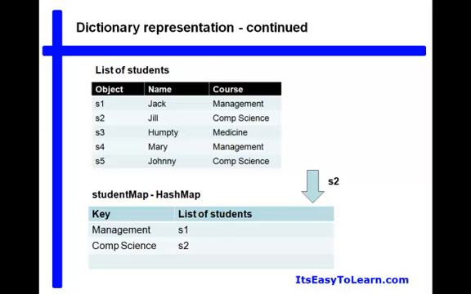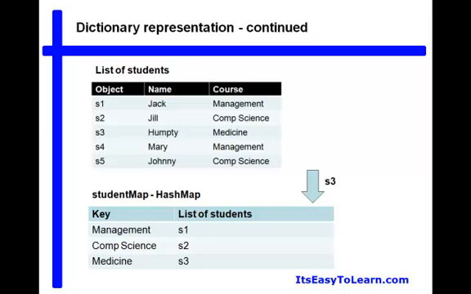Next we look at S3. S3 is Humpty, who belongs to the course medicine. Does medicine belong to this map? No. We only have management and computer science. Medicine does not exist yet. So what we do is we create one more key called medicine, and the value would be another list having just the element S3. Here we go. Now we come to the element S4.